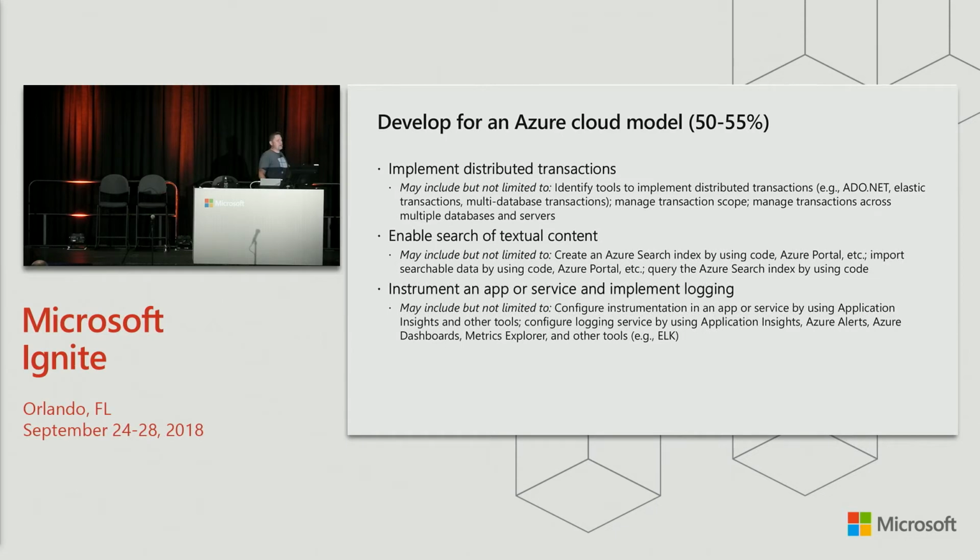And instrumenting an application. How do we instrument an app? With App Insights, working with Azure Alerts, dashboards, Metrics Explorer, and various metrics that come out of the platform or our applications that we can accumulate and show or work with. So again, the three focus areas are cloud distributed transactions, Azure Search, and then Application Insights.